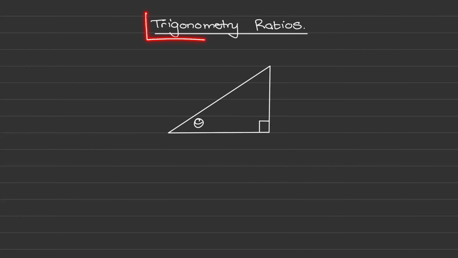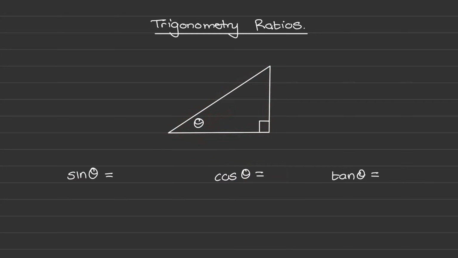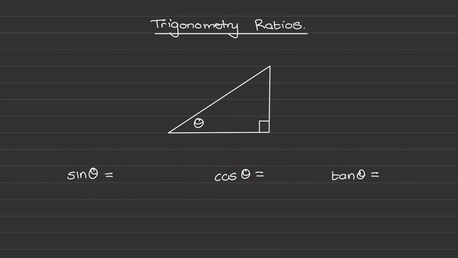We are quickly going to revise trig ratios as found in a right-angled triangle. So in our triangle, we have theta to indicate an angle inside the triangle. And before we find the ratios of sine, cosine, and the tangent of theta, we need to define the sides of the triangle inside the right-angled triangle.